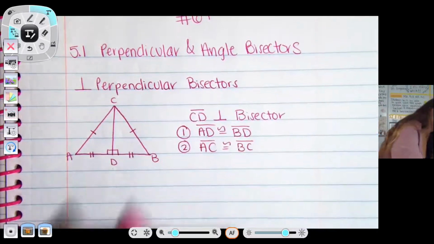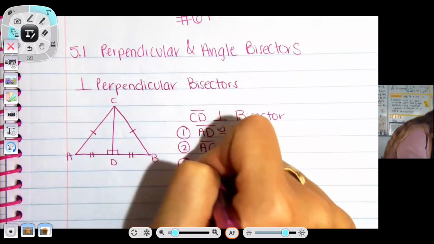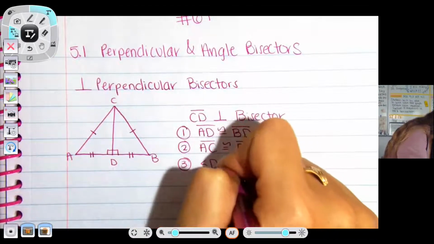right triangle. Can you stop? Gosh. You should be copying this.